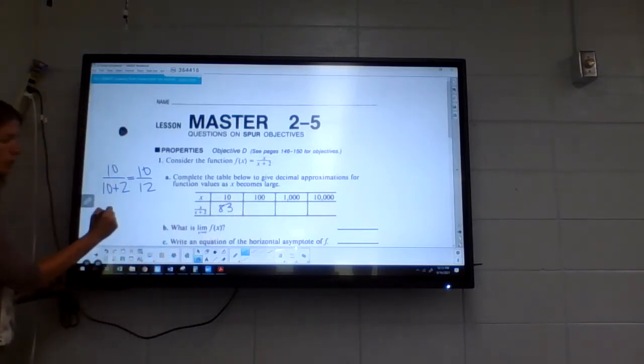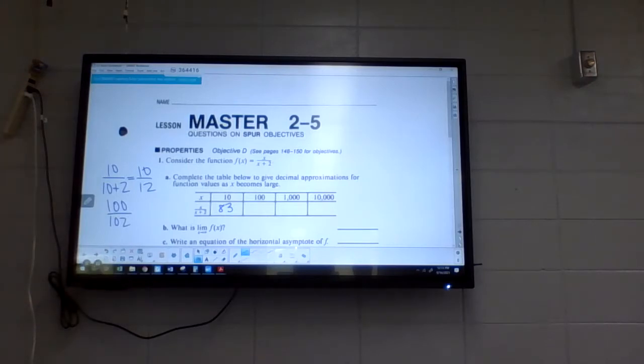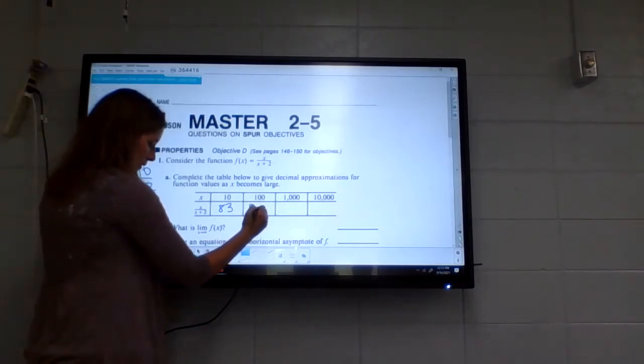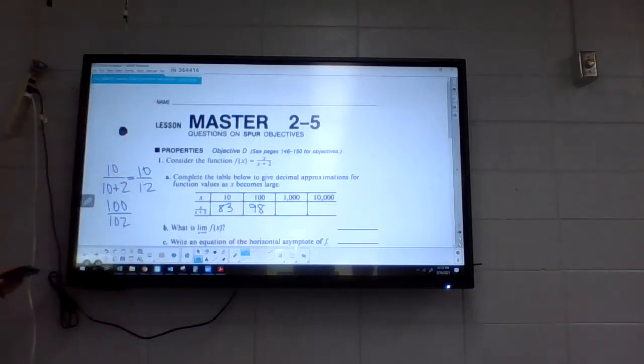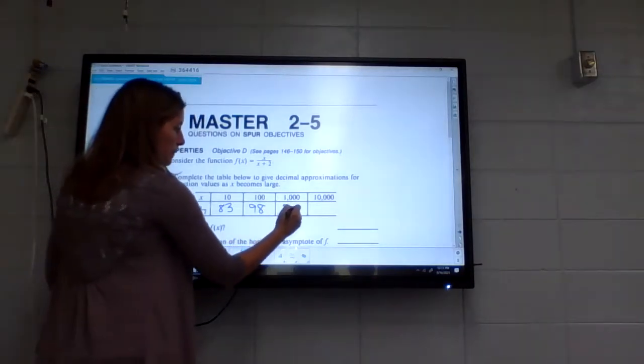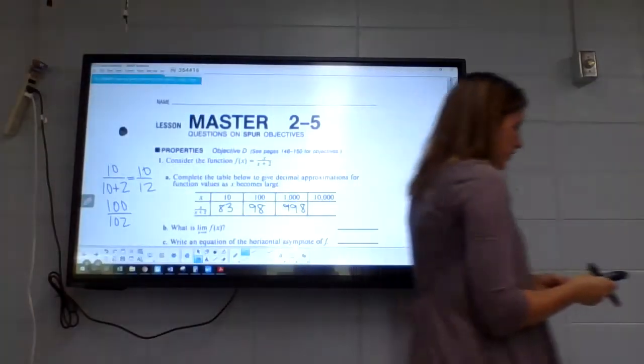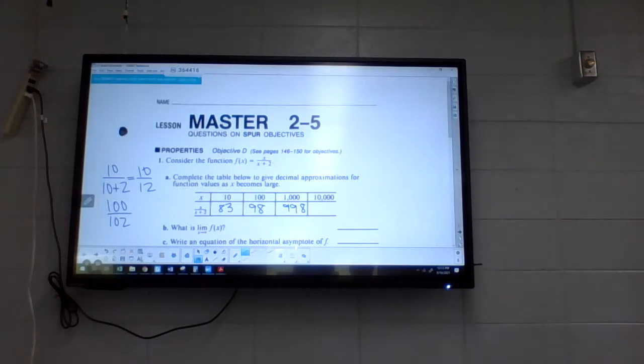Then you're going to do 100 over 102. It'll get you closer and closer to the number it's approaching. And so what you're supposed to start noticing is it's probably getting really close to 1.